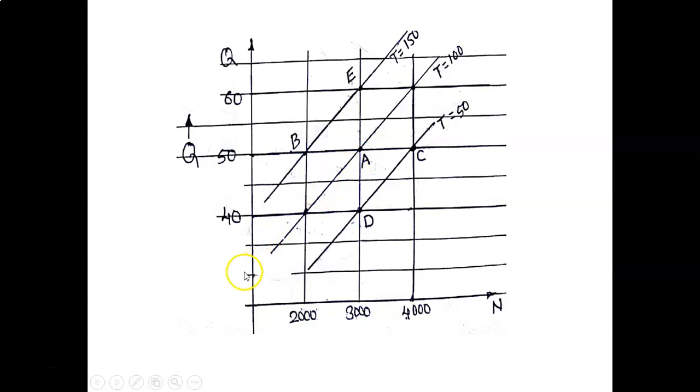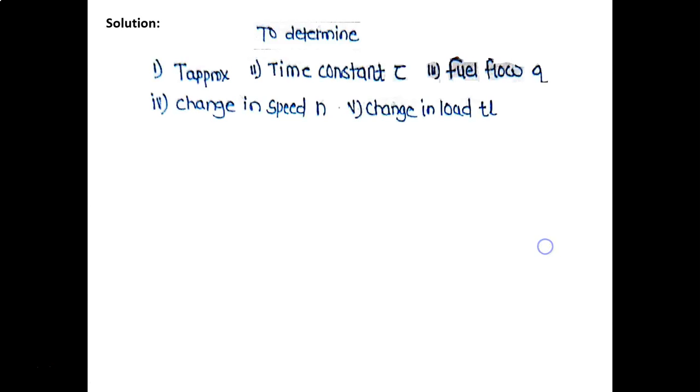Along these three lines, we will find out changes in speed, change in fuel flow, and change in torque depending upon the equation. Next, the solution. Again, what do we have to determine? To determine the approximate torque T, time constant tau, fuel flow Q, change in speed N, and change in load torque TL.